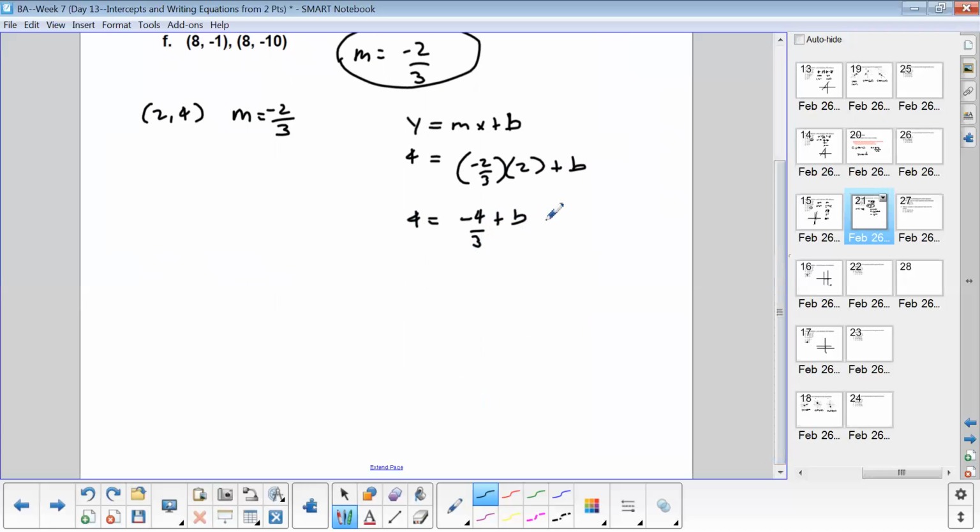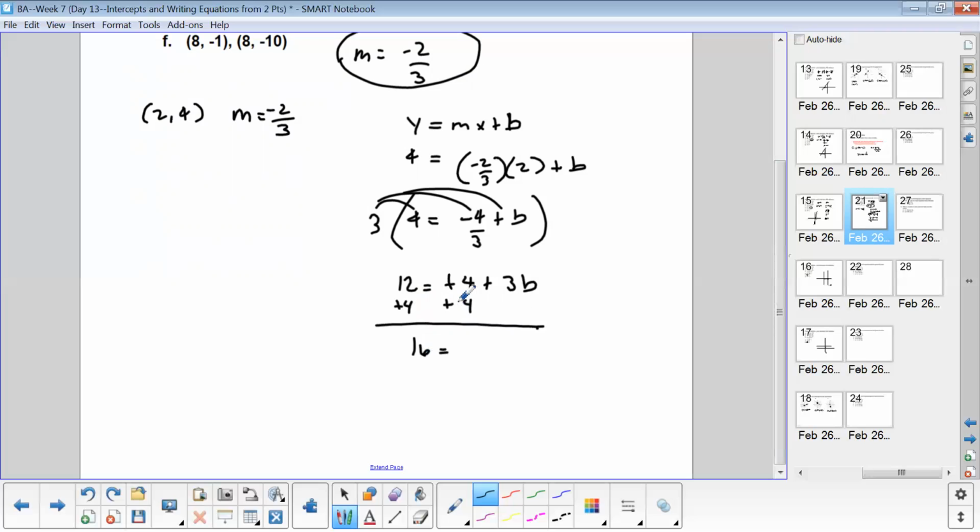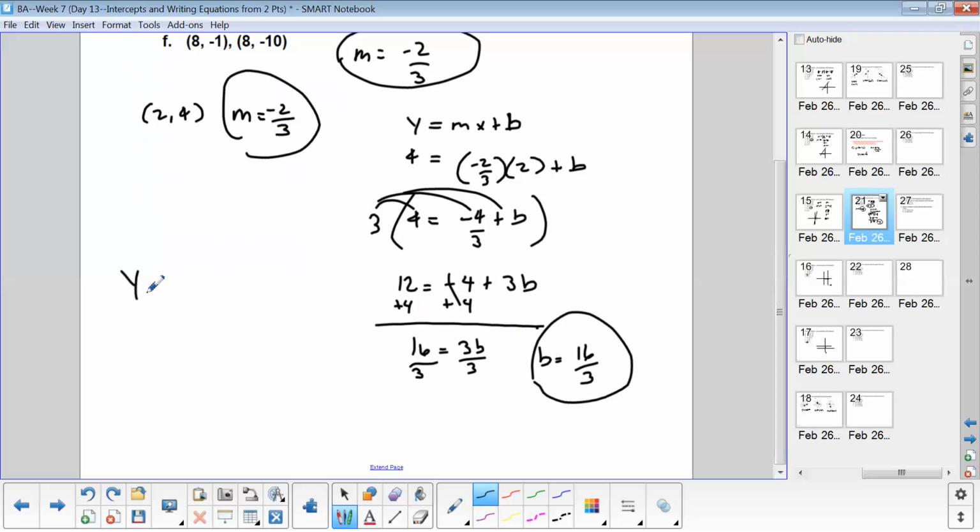So 4 is equal to negative 4/3 plus b. And since I have a fraction there, I'm going to go ahead and multiply everything by 3. So that'll be 12 equals negative 12/3, or negative 4, plus 3b. So I'm going to add 4. And that'll give me 16 equals 3b, and divide by 3. And the intercept will be 16/3. So I've got my intercept, I've got my slope, so I'm going to write my equation. y equals negative 2/3 x plus 16/3.